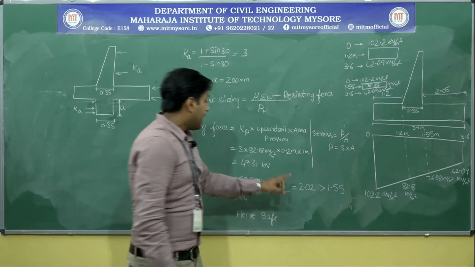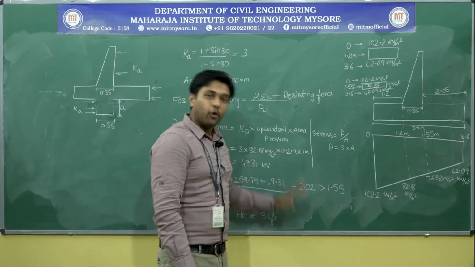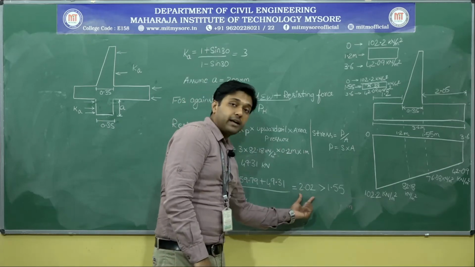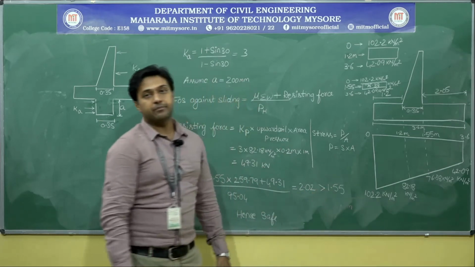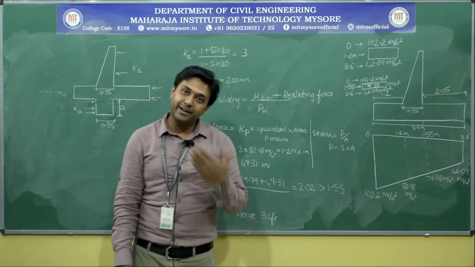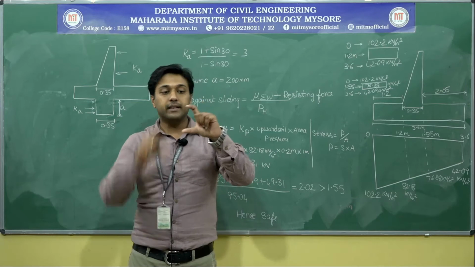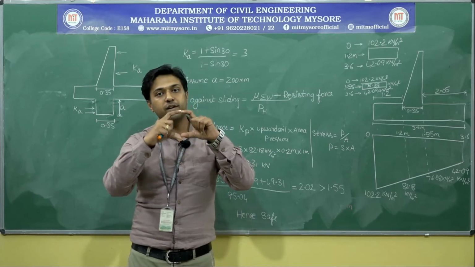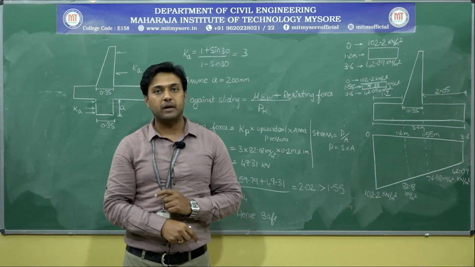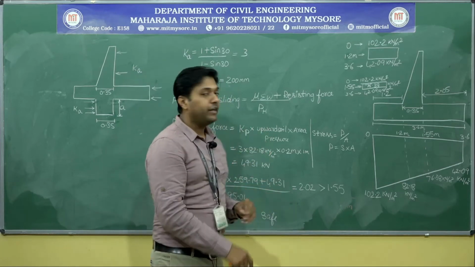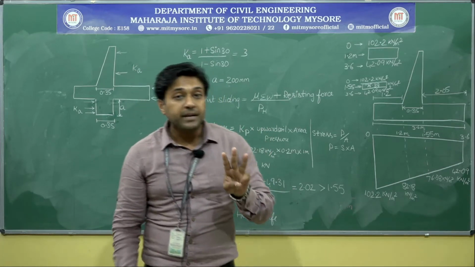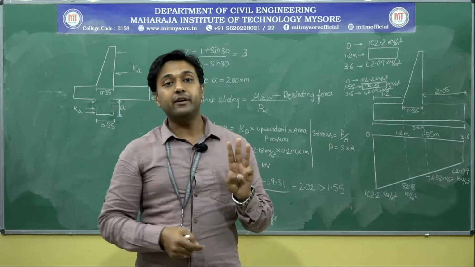See? If after considering the shear key also, here if we got it as less than 1.55, then what we need to do? We need to redesign the shear key. Sir, how to redesign it? Just increase the A value. Instead of 200, let me go with 300. Okay, so this is how we need to do it. So this completes the stability check of the retaining wall.